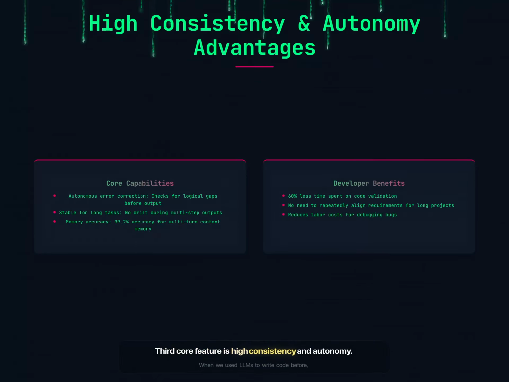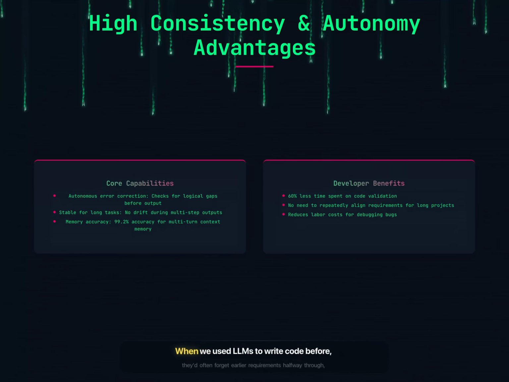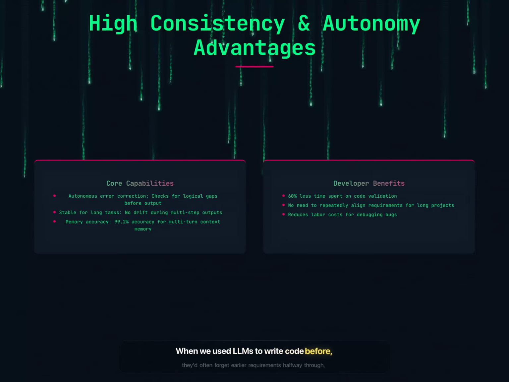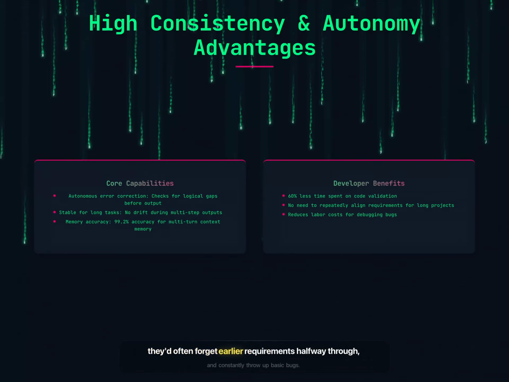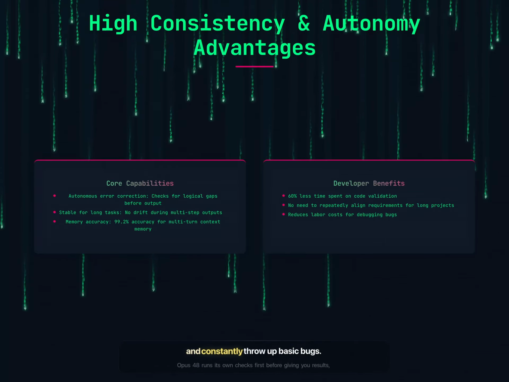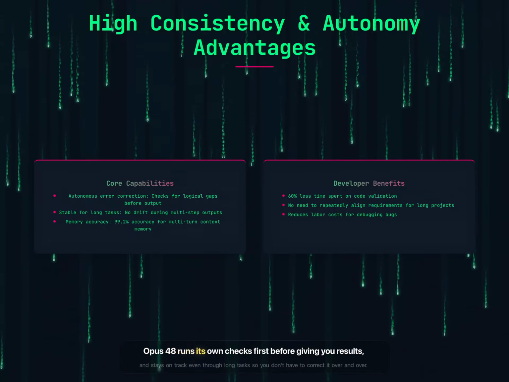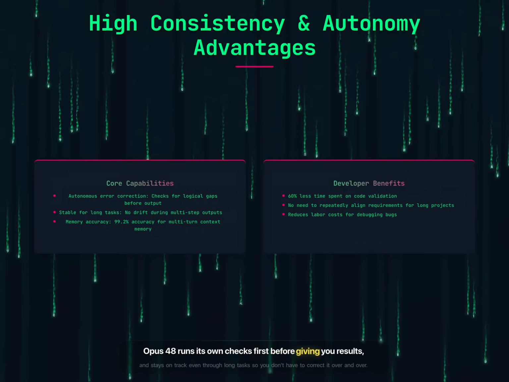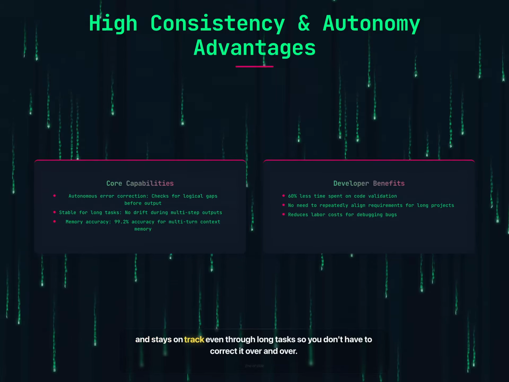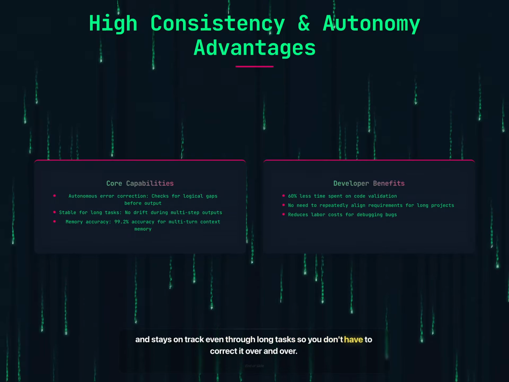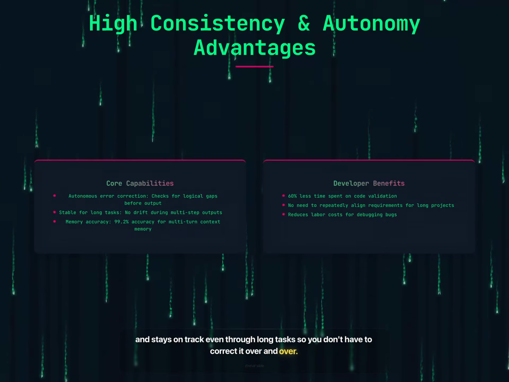Third core feature is high consistency and autonomy. When we used LLMs to write code before, they'd often forget earlier requirements halfway through and constantly throw up basic bugs. Opus 4.8 runs its own checks first before giving you results, and stays on track even through long tasks, so you don't have to correct it over and over.